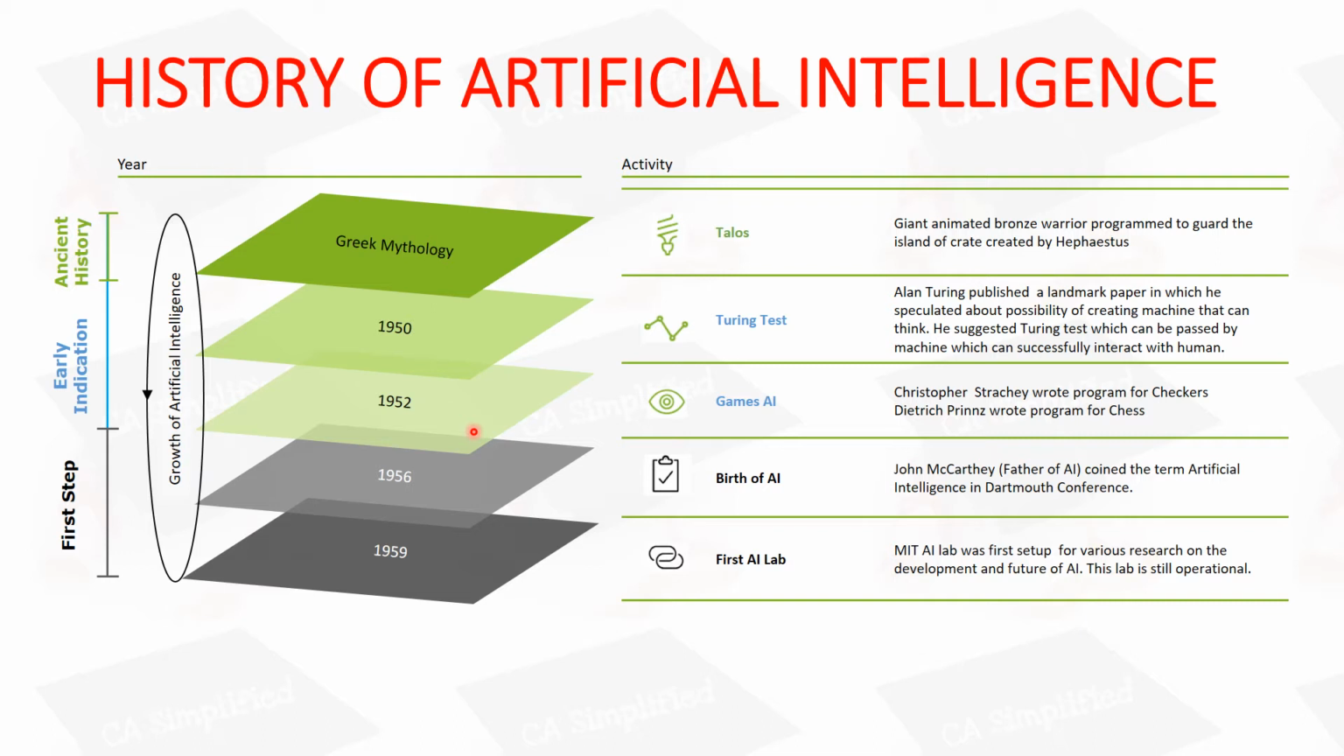In 1952, two gentlemen named Christopher Strachey and Dietrich Prinz wrote programs for checkers and chess respectively. In 1956, John McCarthy, father of artificial intelligence, coined the term artificial intelligence at the Dartmouth Conference. Scholars from across the globe gathered in this conference, where John McCarthy created a historical moment in the world of artificial intelligence. In 1959, the first AI lab, at MIT, was set up for research and development for the future of AI. This lab is still operational and is situated in Massachusetts.